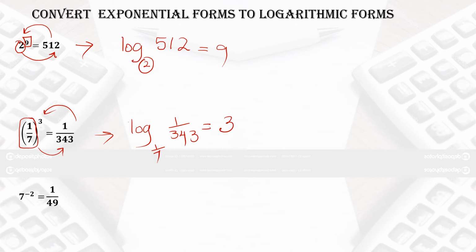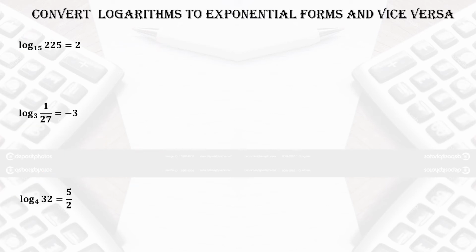So let's try it yourself. Here what will we write first? We will write log. What is the base? The base is 7. And then of what? 1 over 49 equals to, what is the answer? That is negative 2. Now let's check how to convert the log to exponential form and vice versa.